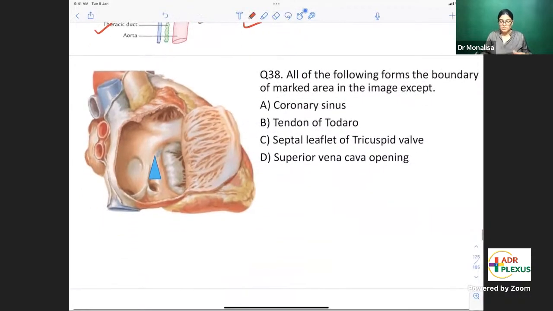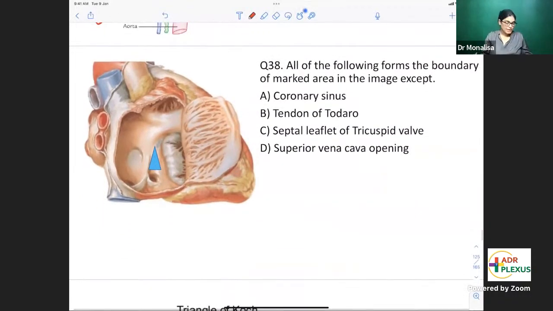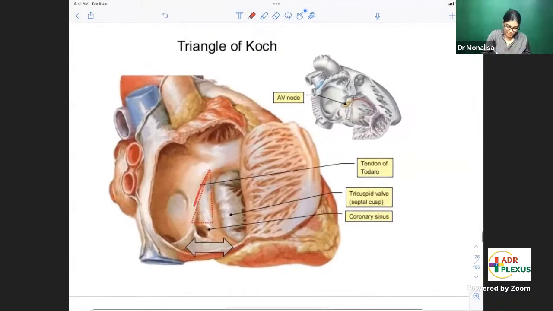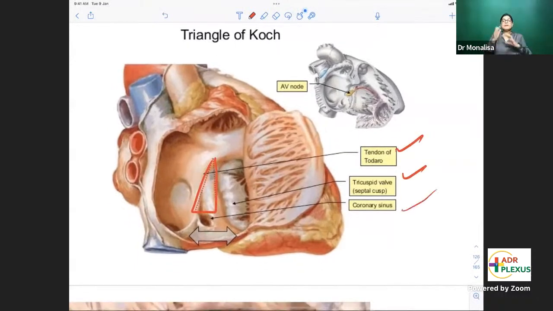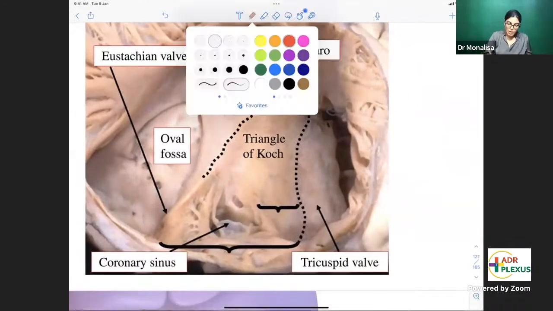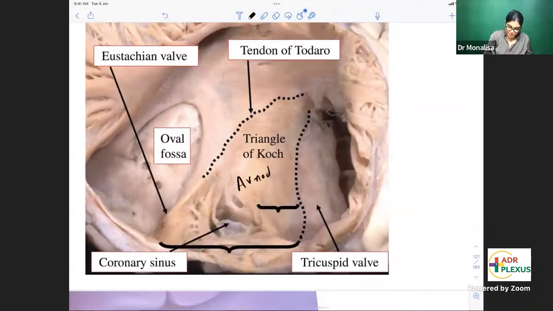Now, all of the following structures are forming the boundary of the marked structure in the image except: coronary sinus, tendon of Todaro, septal leaflet of tricuspid valve, superior vena cava. D, very good. Superior vena cava is not forming the boundary of the triangle of Koch. This triangular space is the triangle of Koch. Superiorly it is bounded by the tendon of Todaro, anteriorly by the tricuspid valve leaflet, and postero-inferiorly by the opening of the coronary sinus. What does it contain? It contains the AV node.